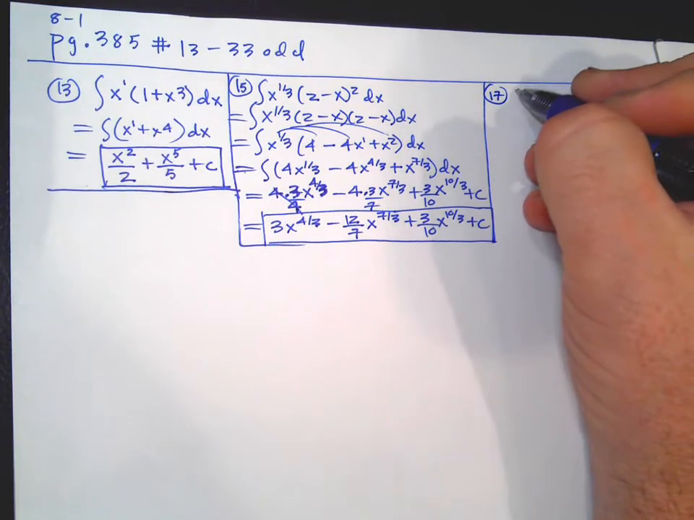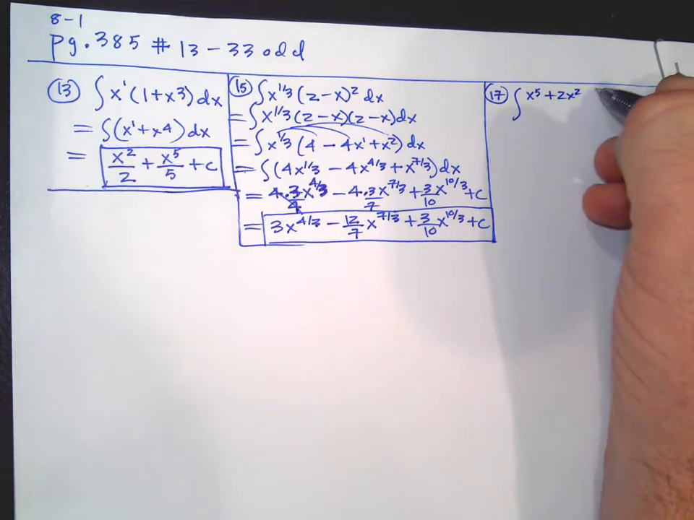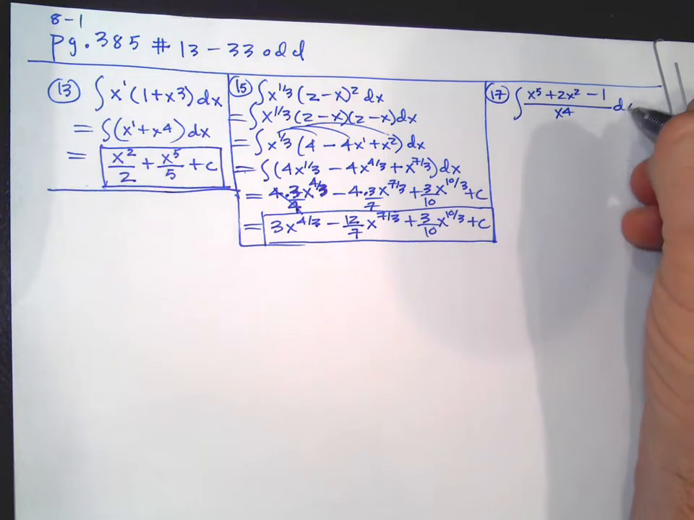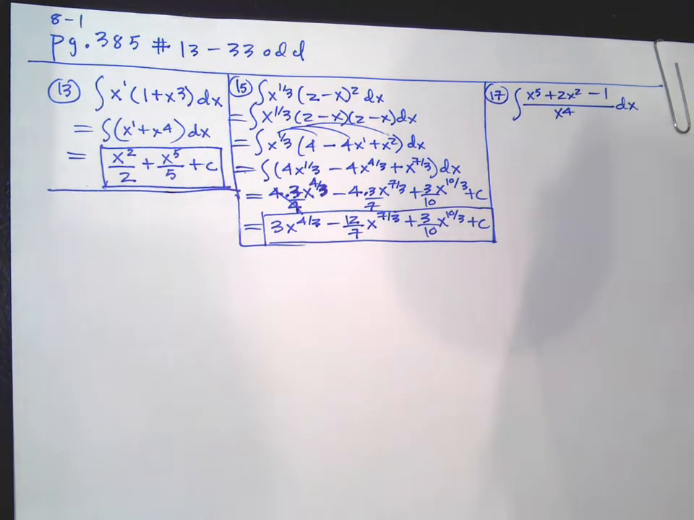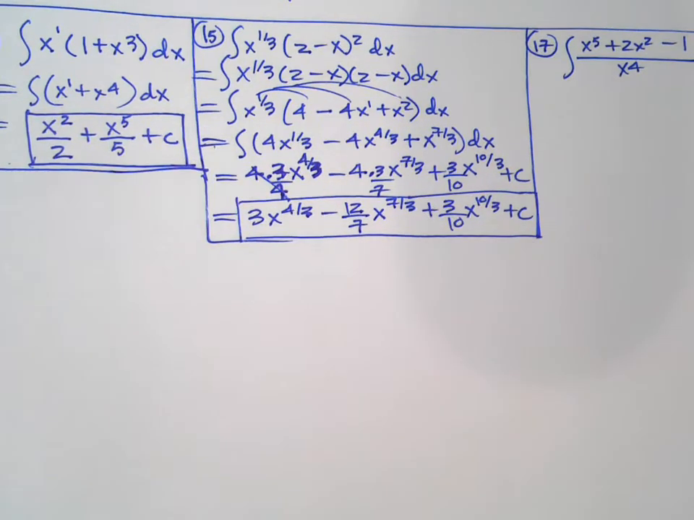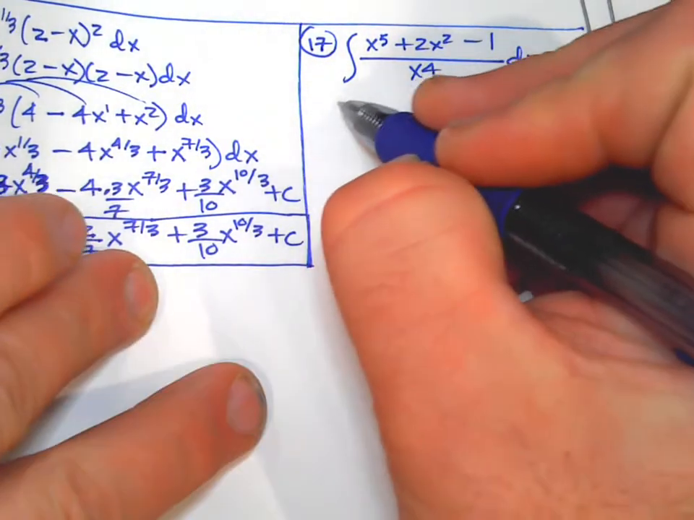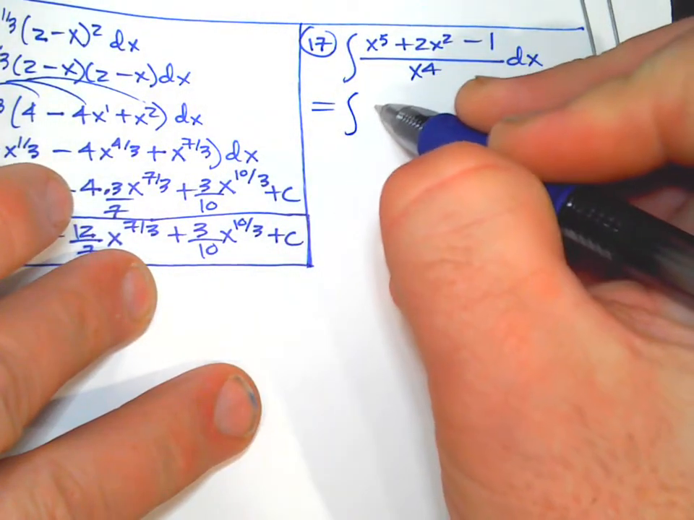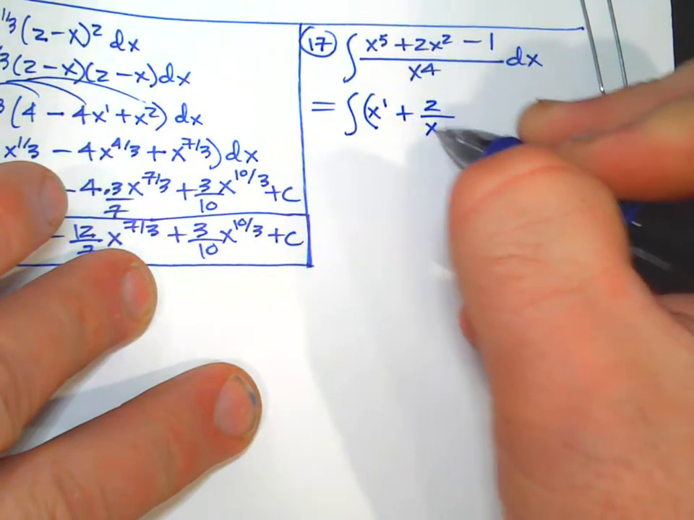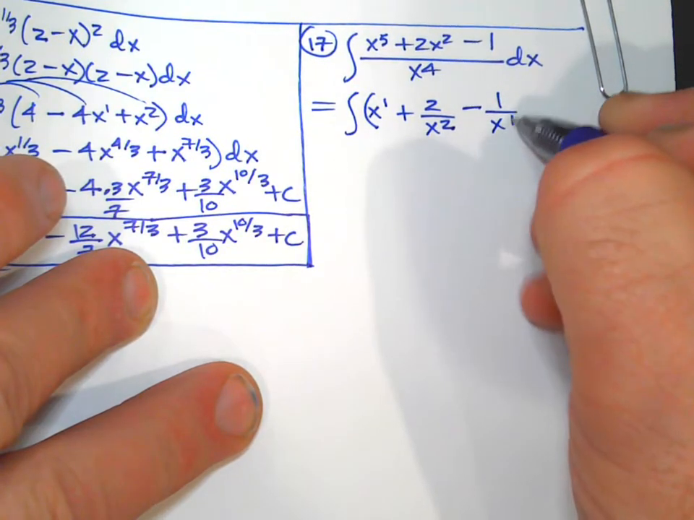17 is going to be x to the 5th plus 2x squared minus 1 over x to the 4th dx. Now for this one, I guess I'll go ahead and zoom in here. I guess we could give you guys a closer look at my work. This one, I'm going to actually, in a similar way, distribute the division. So this is going to be x to the first power plus 2 over x squared minus 1 over x to the 4th. So I distribute the division.